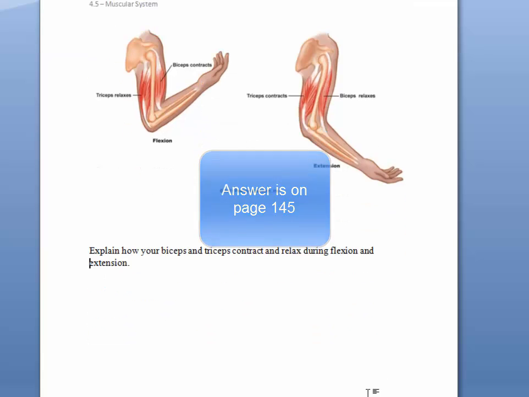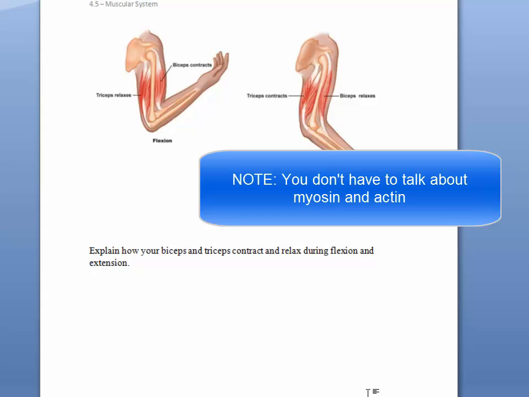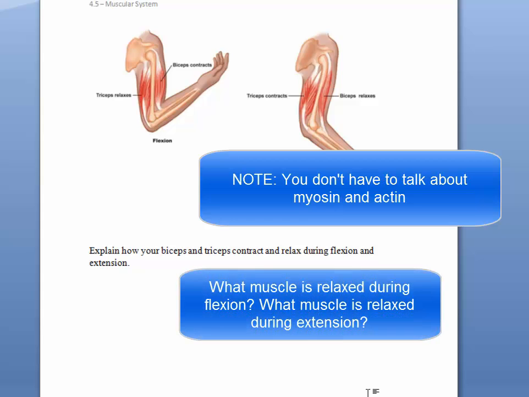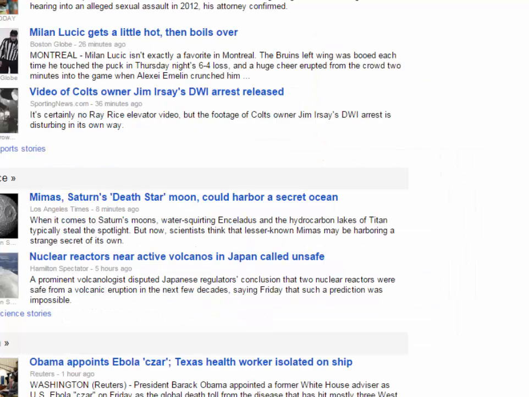And the last question is, explain how your biceps and triceps contract and relax during flexion and extension. You don't have to talk about what proteins in the muscle work together to make the contraction happen. You just have to explain which muscle is contracting and which one is relaxing to make your arm flex or extend.